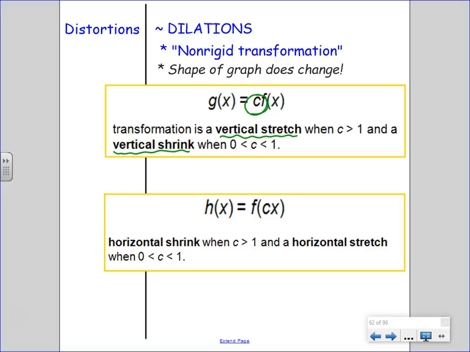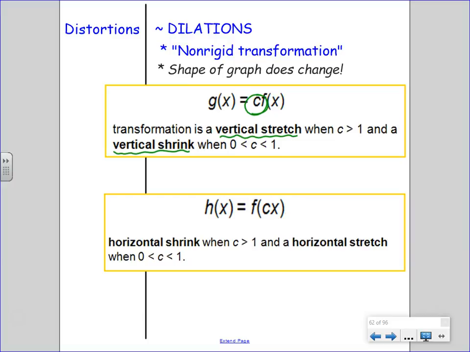Now, I want you to look at this. If C is a number bigger than 1, like 2, or 4, or 10, or 100, what would we think would happen? 2 times f of x, 10 times f of x, 100 times f of x. We're thinking it is stretching. That makes sense, right? What if C is between 0 and 1? Fractions less than 1, like a half, or a third, or a fourth, 5/6. What's happening if I multiply by a fraction less than 1? Shrinking. That makes sense.